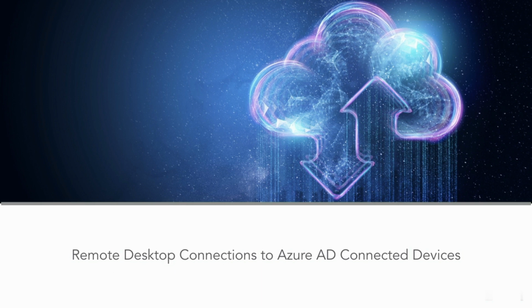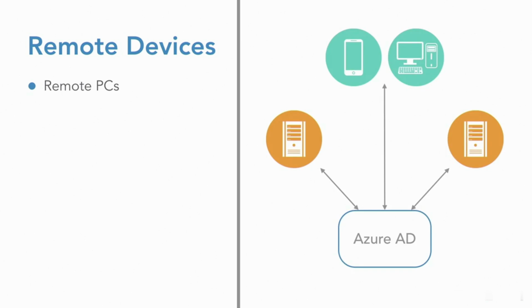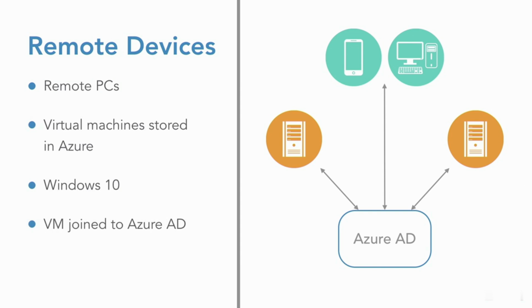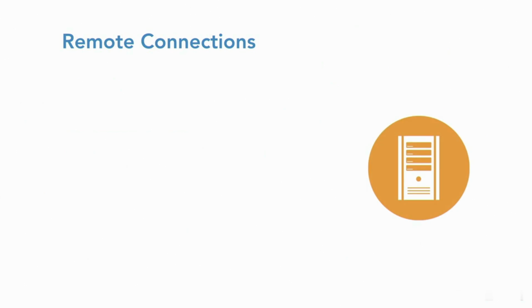the connection. For example, you may have a remote device that you need to connect to, or if you have an Azure subscription, you might use virtual machines created and stored in Azure. These virtual machines can be running Windows 10 and be joined to Azure AD just like any other physical device. Once created, you may need to connect to the virtual machine, perhaps to configure or support it.